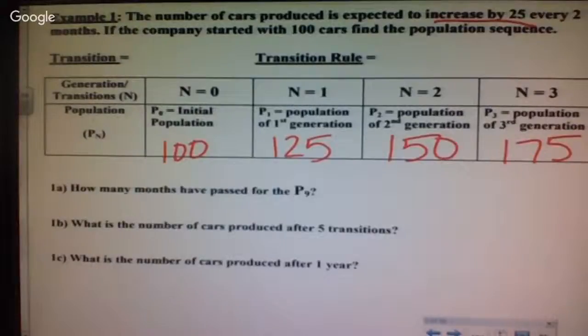So that means my transition rule is A sub n equals A sub n minus 1 plus 25. I'm taking the previous number and adding 25. So I'm taking 100 and adding 25 to get here. I'm taking 125 and adding 25 to get here. I'm taking 150 and adding 25 to get here. That's what this tells me.